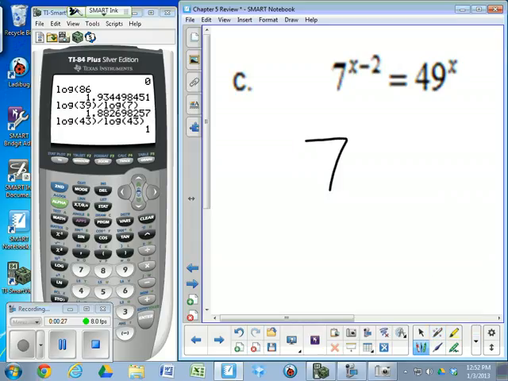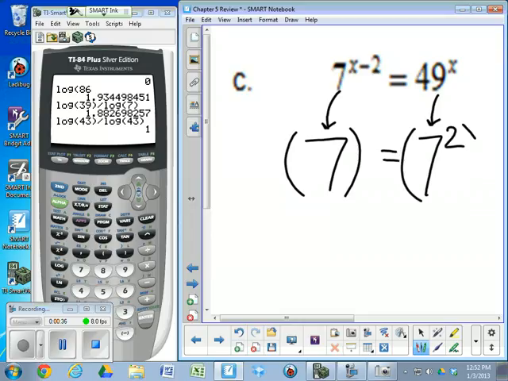Okay, 7 squared is 49. So this 7 is still a 7. This 49 is a 7 squared. Let's build everything else around that that's already existing. So on the left side, you have 7 to the what? Let's leave that there. Here, 49 is 7 squared, but outside we have an x.